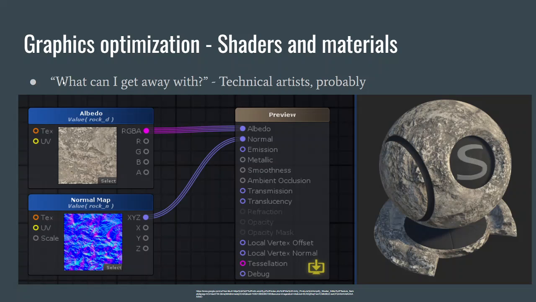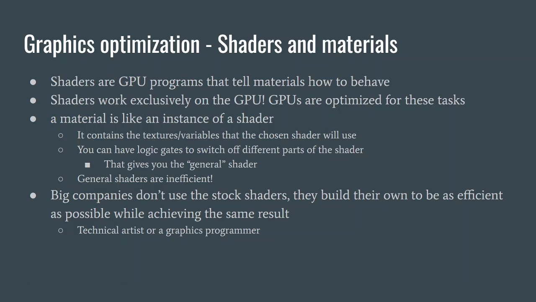When we talk about graphics optimization, really the question is always, what can I get away with? According to technical artists. I'm not a technical artist or a graphics programmer, but I know a couple of things about optimizing graphics that you guys might find helpful. So just think about that whenever you're doing stuff with graphics or anything visual: what can you get away with? What can you cut out and have it still look the same? And these are a bunch of ways that you can do that.